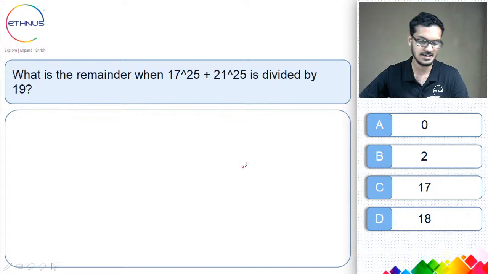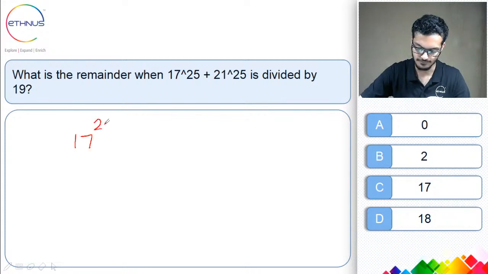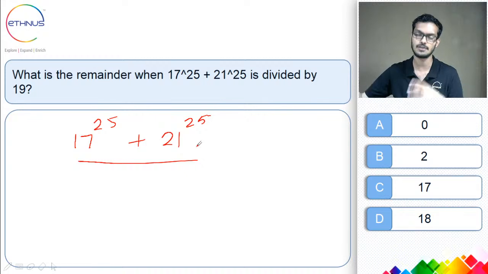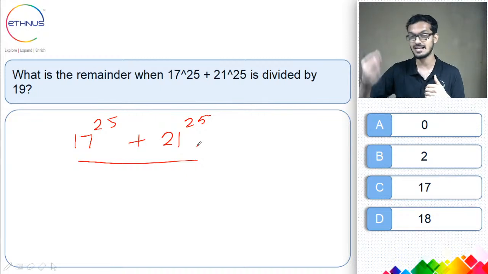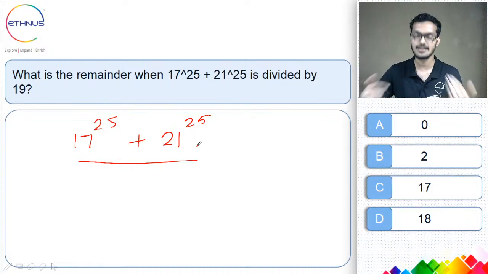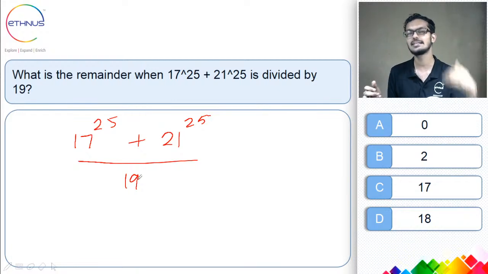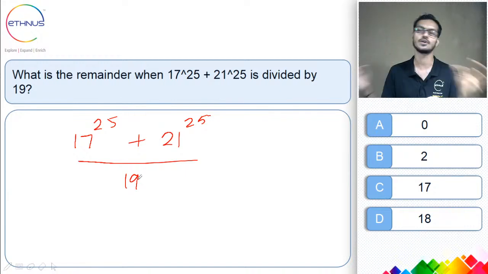So the solution is as follows. 17 to the power of 25 plus 21 to the power of 25. Now, whenever you are dividing numbers separated by operations like addition, subtraction, or multiplication, using the remainder theorem, you can individually divide each part, find the remainder individually, and then you can add, subtract, or multiply.